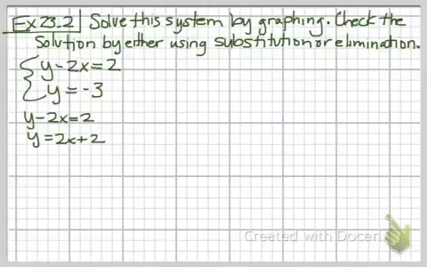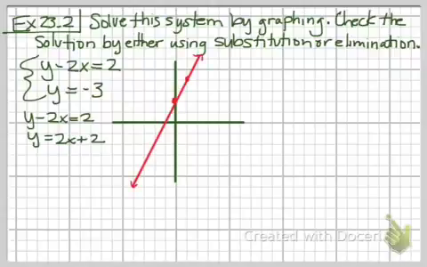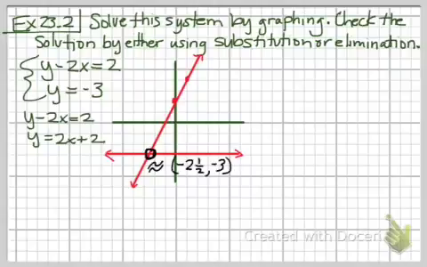We can start to graph this right now. So our y-intercept is 2, and then we can see that our slope is 2, so it goes up 2 over 1. We'll draw our line, and then our other equation is y equals -3. So y equals -3, we will draw a line, and we're going to look for where those two lines cross. And it appears that those two lines cross at -2.5, -3.